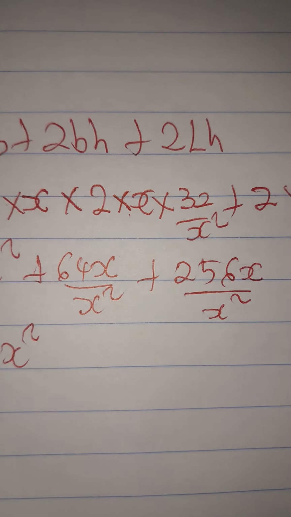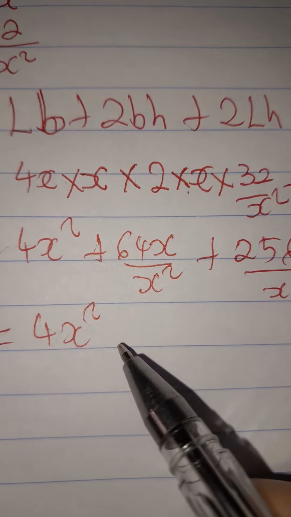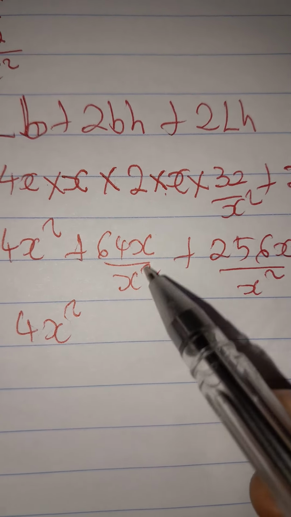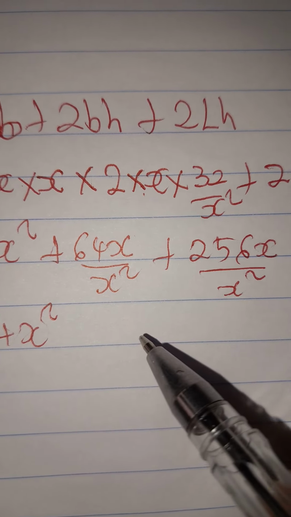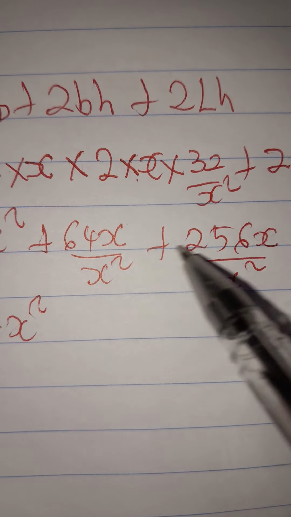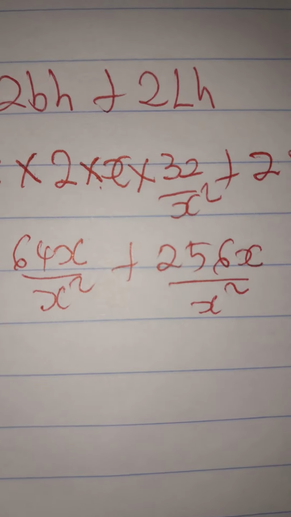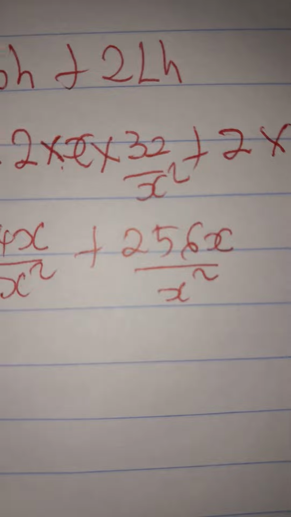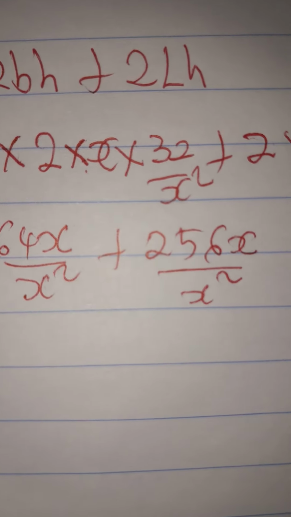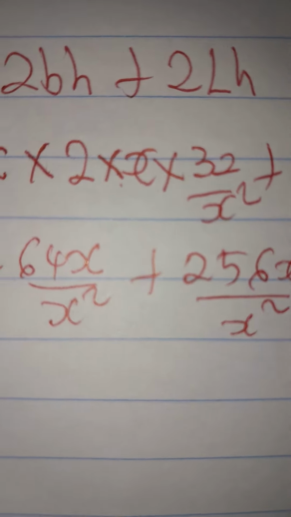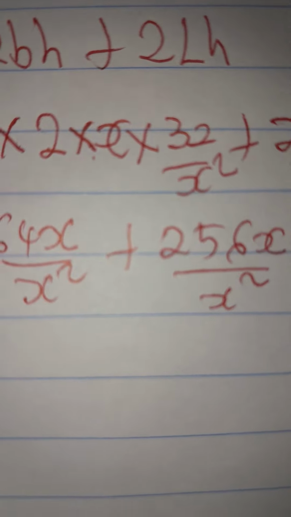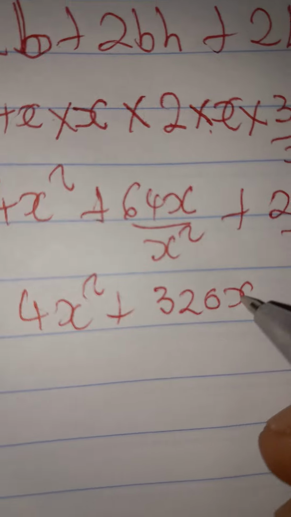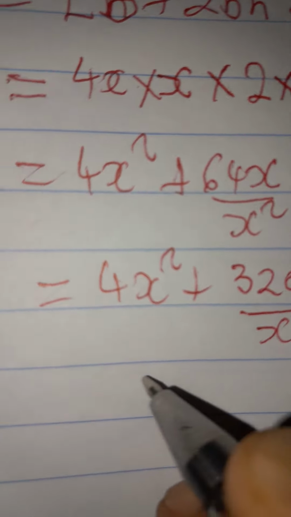Then, okay, now I was here. We have the same bases, we have the same denominator. Same denominator, we add the numerator. Then 64 plus 256. What is that? That is 320. 320 what? 320x divided by x squared.